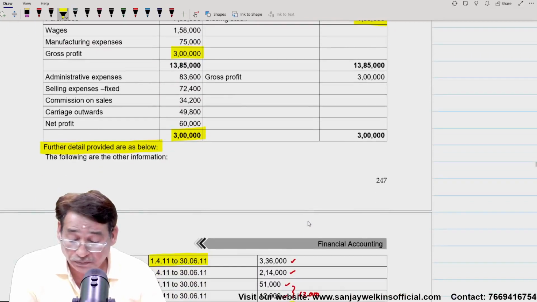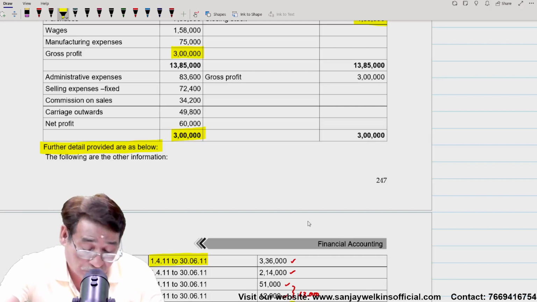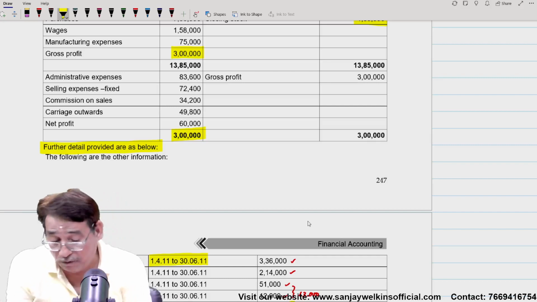Just wait. I am just trying to figure out whether there is any printing mistake or not. Just allow me 1 second.